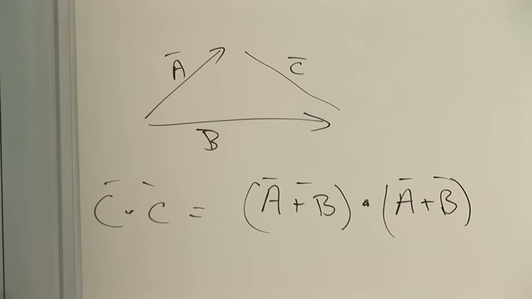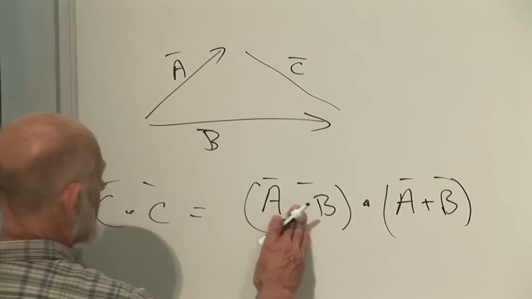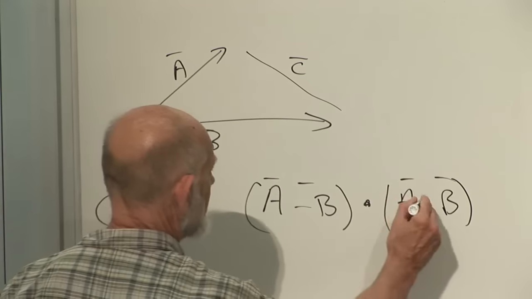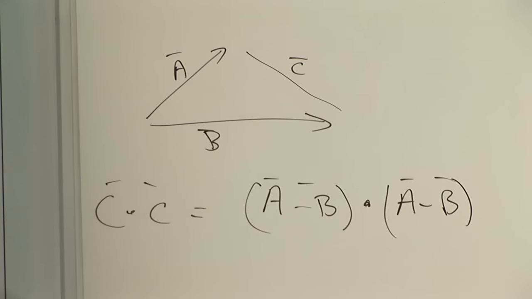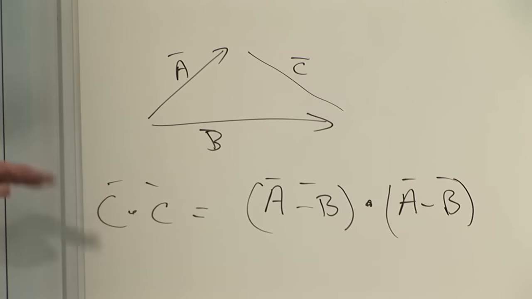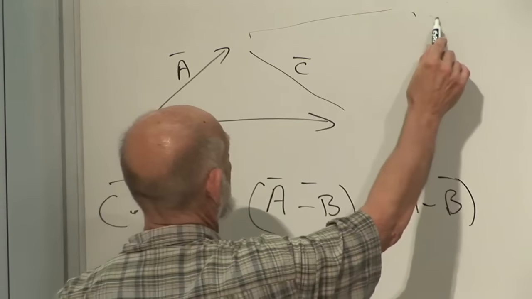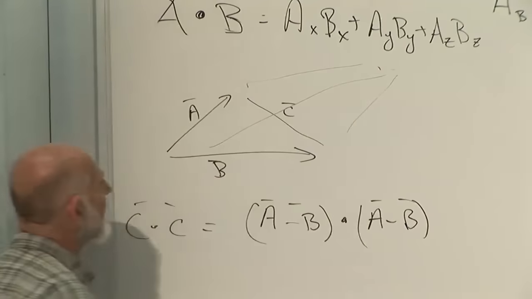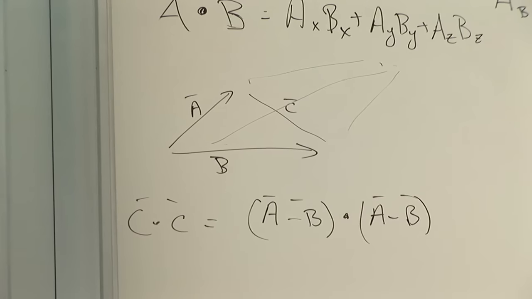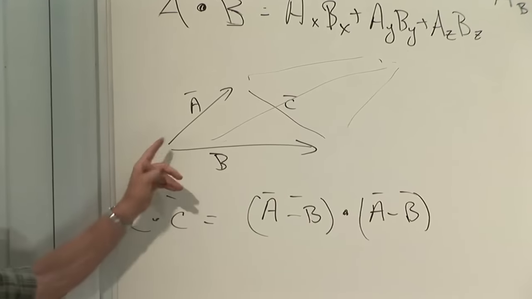Did I make a mistake? A minus B. A minus B. Thank you. C is A minus B. It's not A plus B. A plus B would be over here. We could do it that way, couldn't we? But let's do it. It's A minus B.